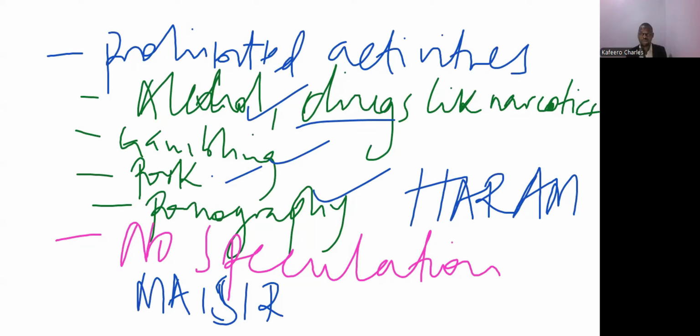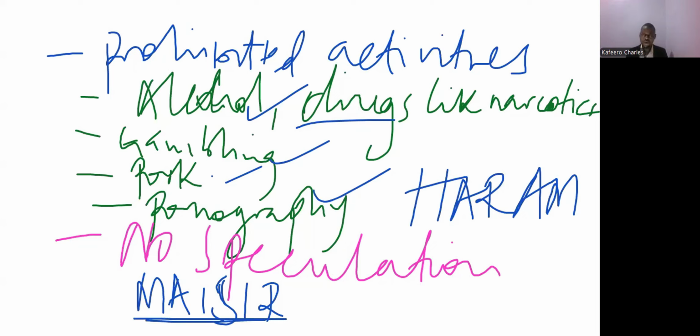So that kind of speculation, where the thing of trading, forex trading, you anticipate maybe the dollar will move up, you buy, then you keep selling. Those kind of business, those are speculative businesses. So speculation is not allowed. They call it maisir.